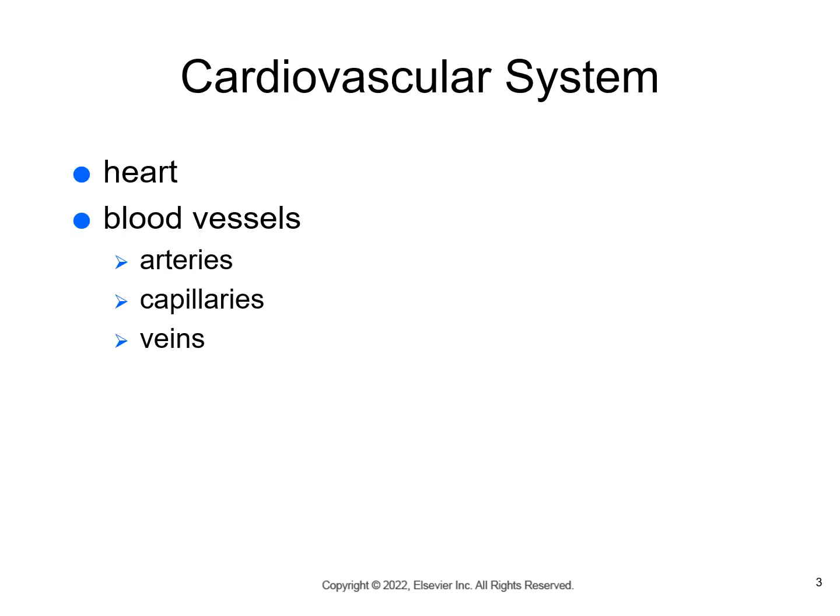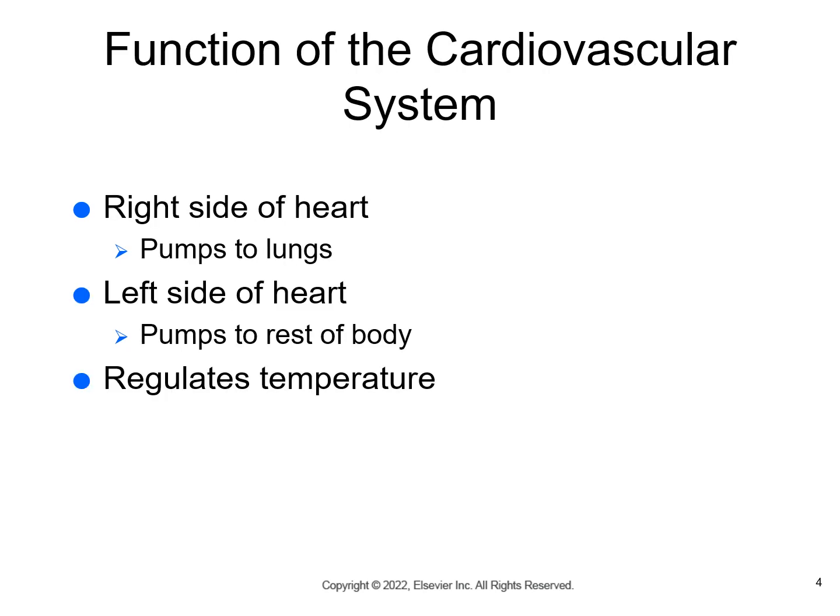The major structures in the cardiovascular system include the heart and blood vessels, which consist of the arteries, capillaries, and veins, but we're also going to look at some components of those parts as well. Looking at just the function of the cardiovascular system, the right side of the heart is responsible for pumping blood to the lungs. The left side pumps the blood to the rest of the body. And then the other function of the cardiovascular system is to regulate temperature.